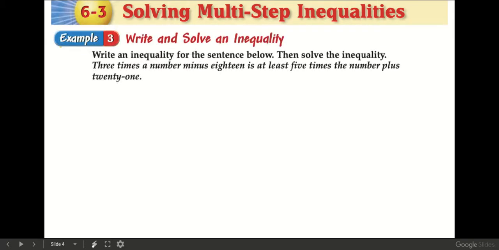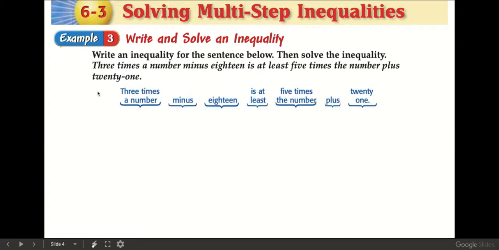So number 3, writing and solving an inequality. Write an inequality for the sentence below. Then solve the inequality. 3 times a number minus 18 is at least 5 times the number plus 21. So here I have it. 3 times a number minus 18 is at least 5 times the number plus 21.